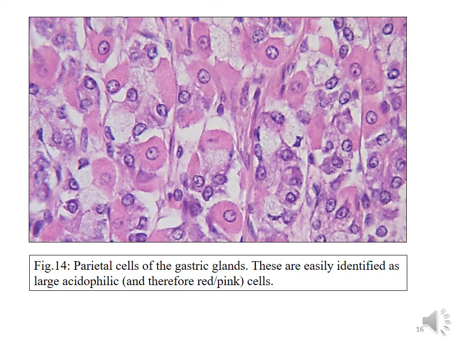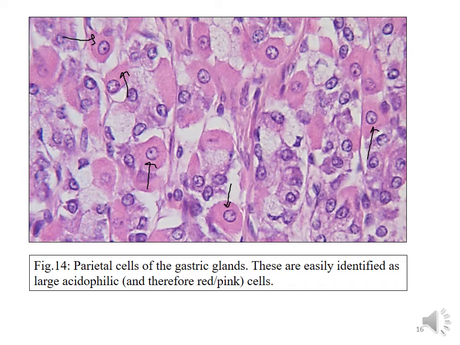Now, there are many cells in the epithelium of the stomach, and we have many types of cells in the gastric glands. However, in the lab, we are only going to talk about a few of them. The easiest cell of the gastric epithelium to identify under the light microscope is parietal cells. Because they are large and because they are acidophilic, they are easy to identify. So all these acidophilic cells, these are the parietal cells, large acidophilic cells.